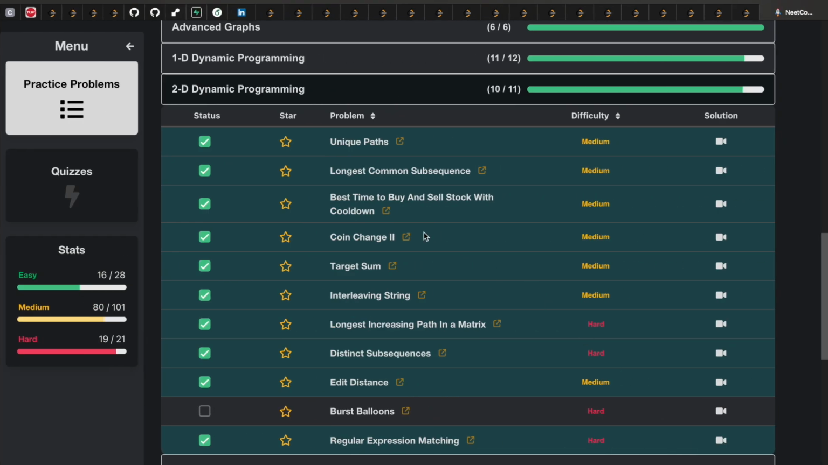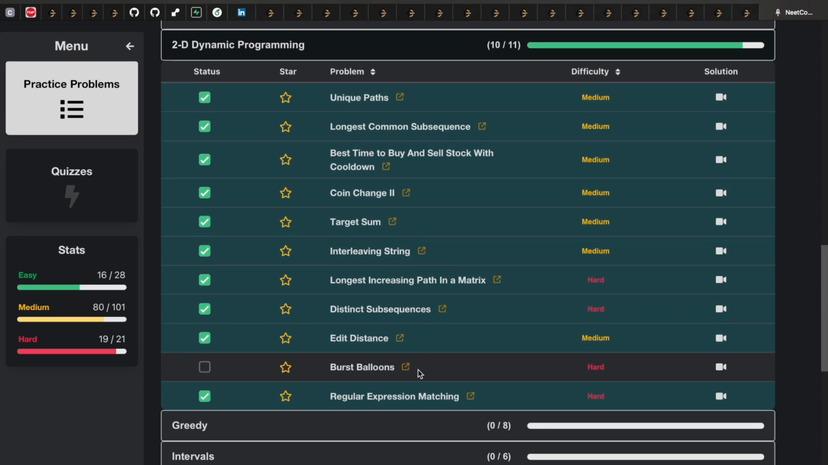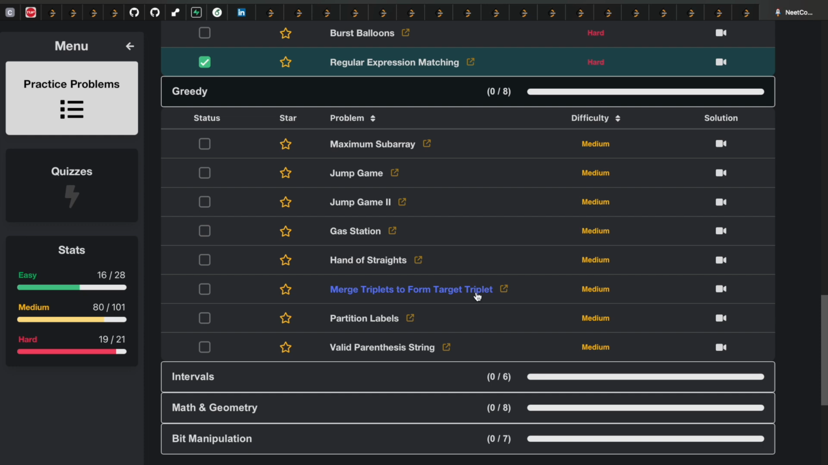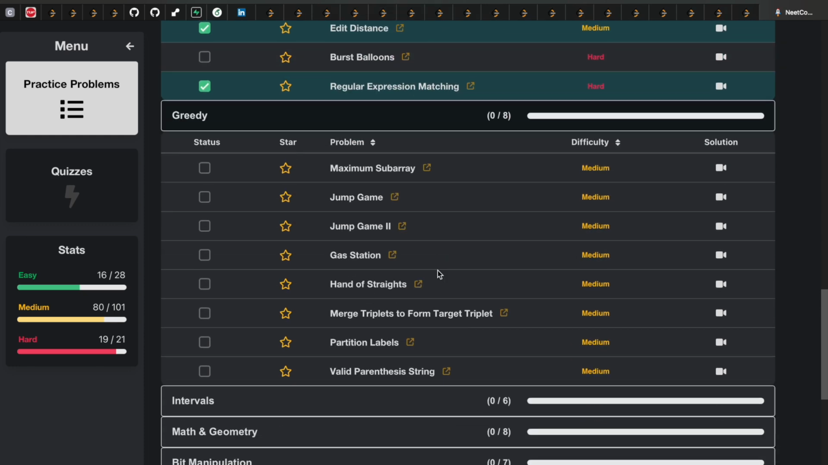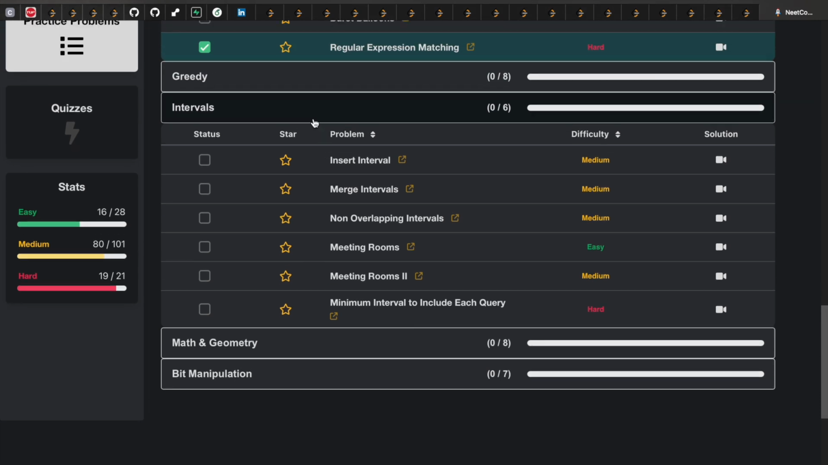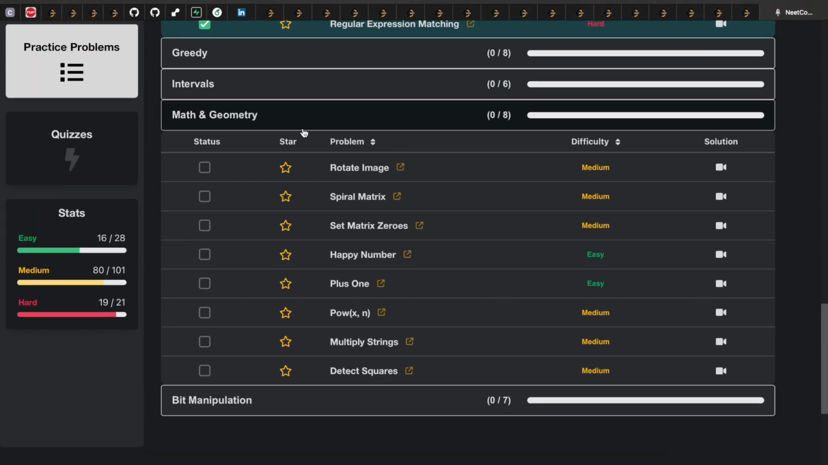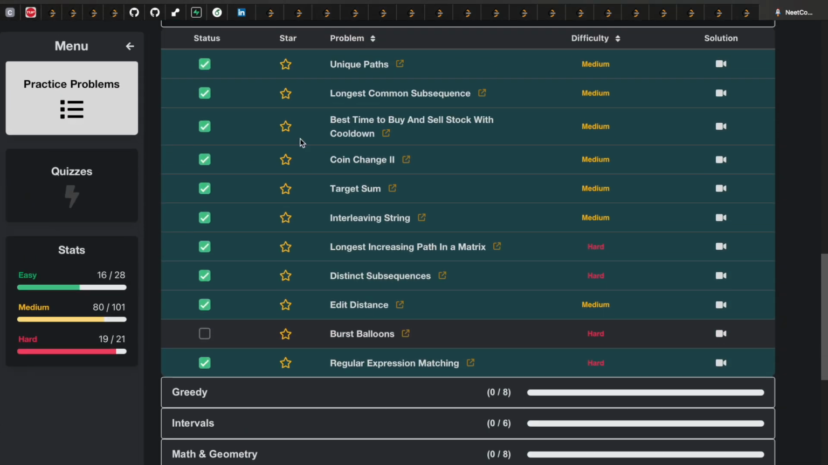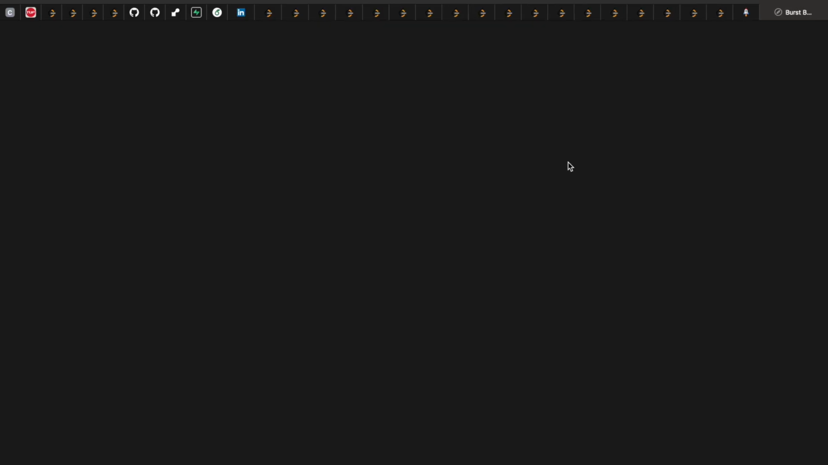So we were solving 2D dynamic programming problems, and today we will be solving the last problem from the 2D dynamic programming part. From tomorrow we can start the greedy part. There are only medium questions in the greedy part, and we also have intervals, math and geometry, and bit manipulation. Okay, so let's solve this problem: Burst Balloons.